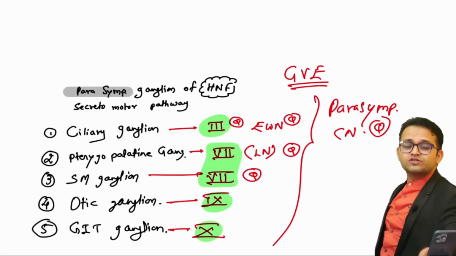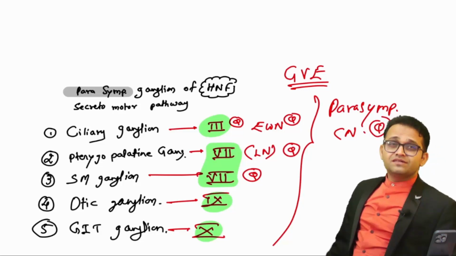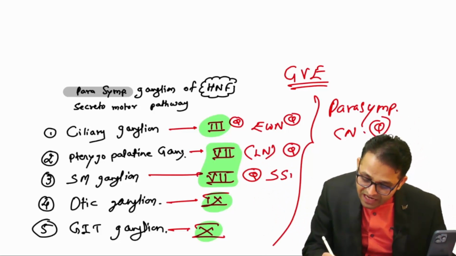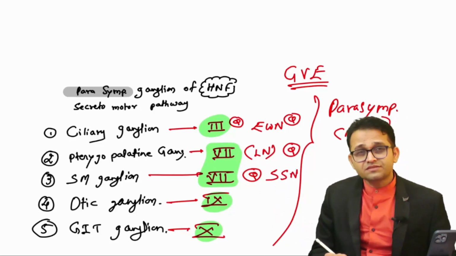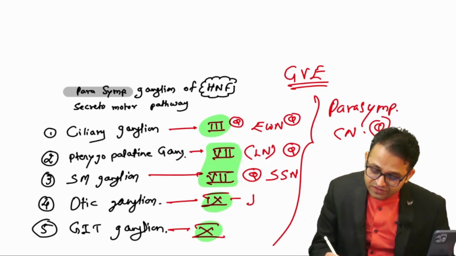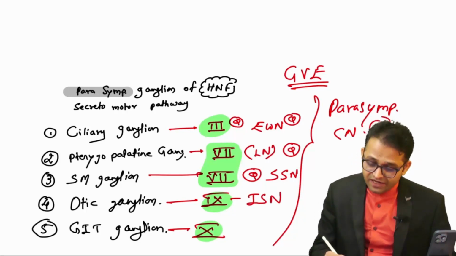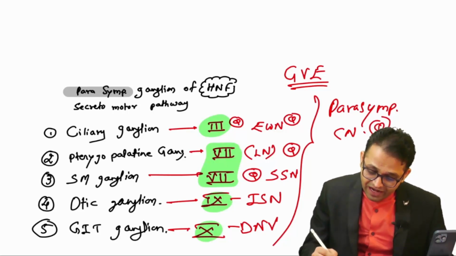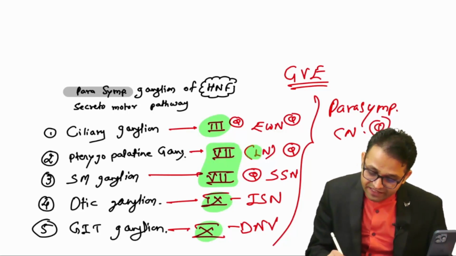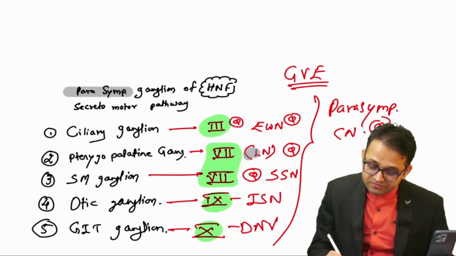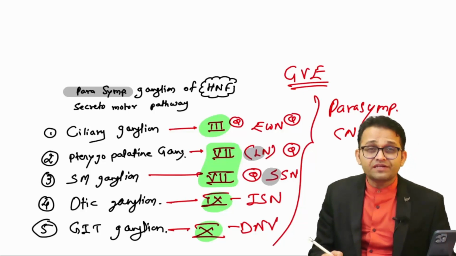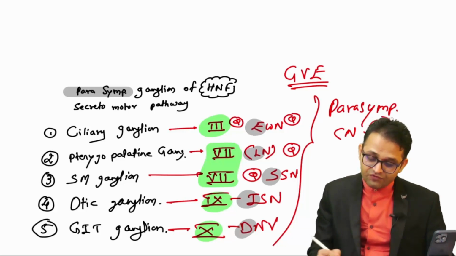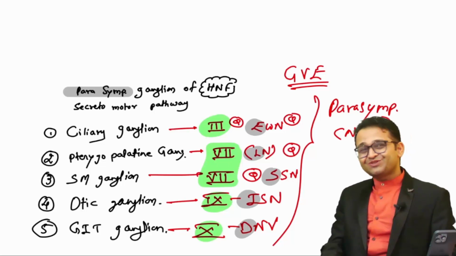So now try to understand further. The submandibular gland is related with the superior salivatory nucleus. And this ninth nerve is related with the inferior salivatory nucleus. And this is the dorsal nucleus of the vagus. So I am giving one more mnemonic. This is your left side. L for lacrimatory nucleus, S for superior salivatory, I for inferior salivatory, D for dorsal nucleus of the vagus, and E for Edinger-Westphal nucleus. So getting the point, everyone?